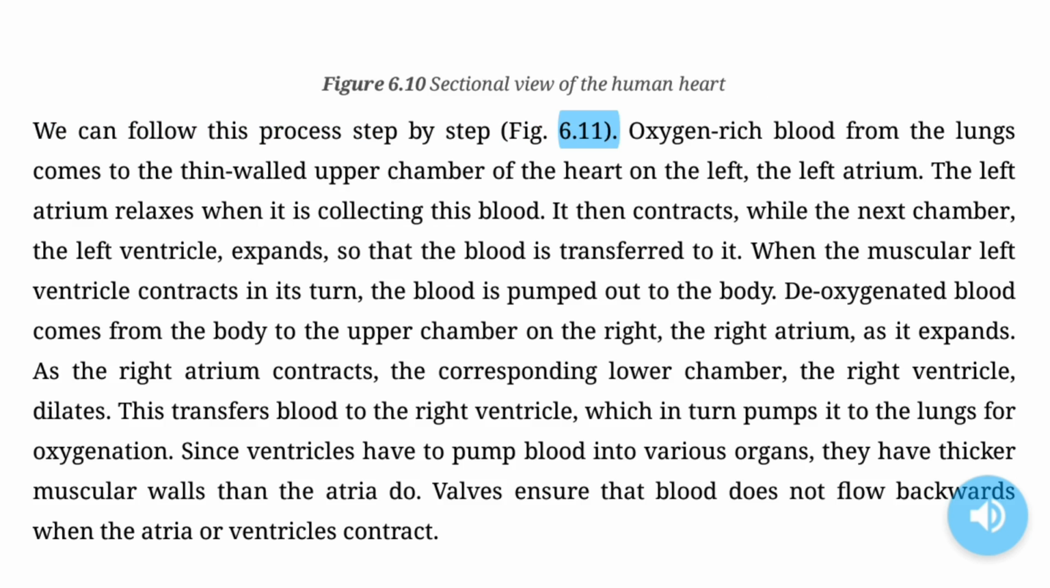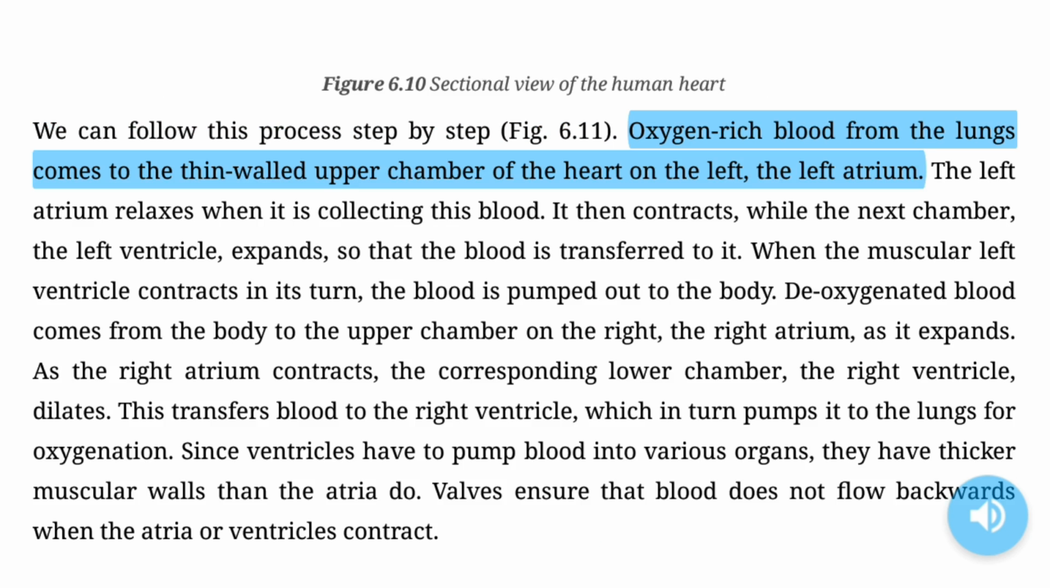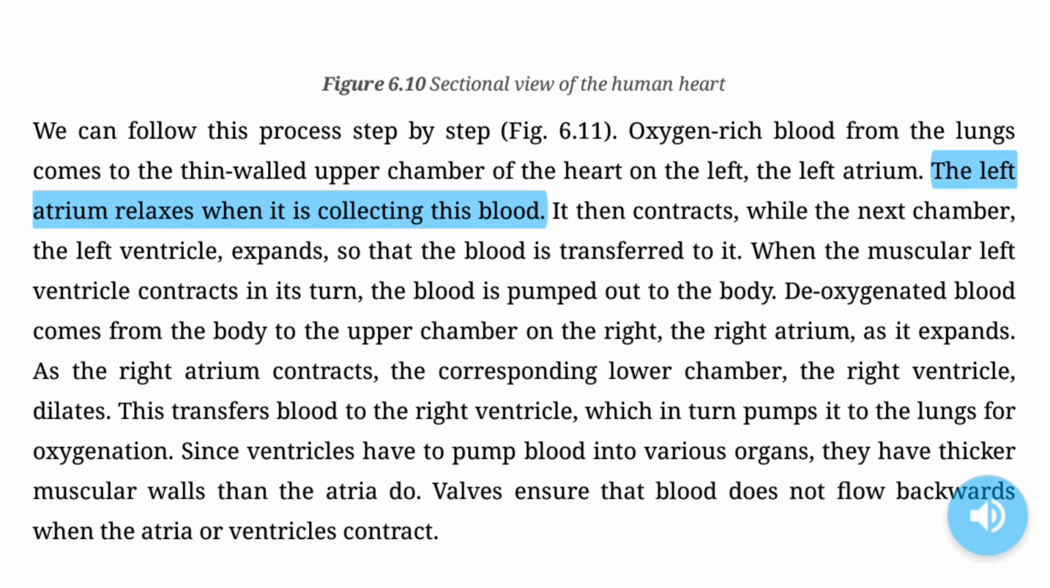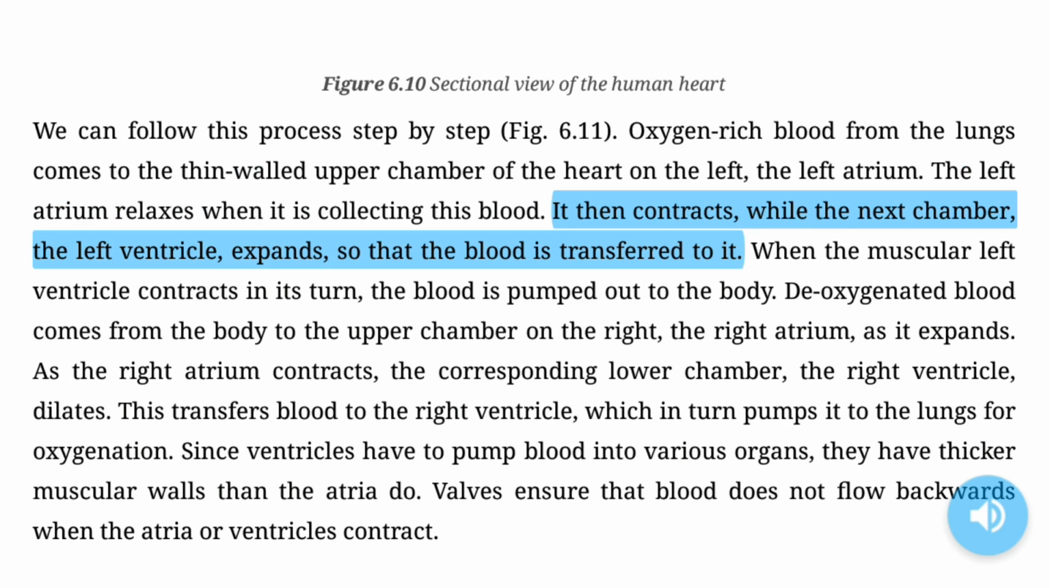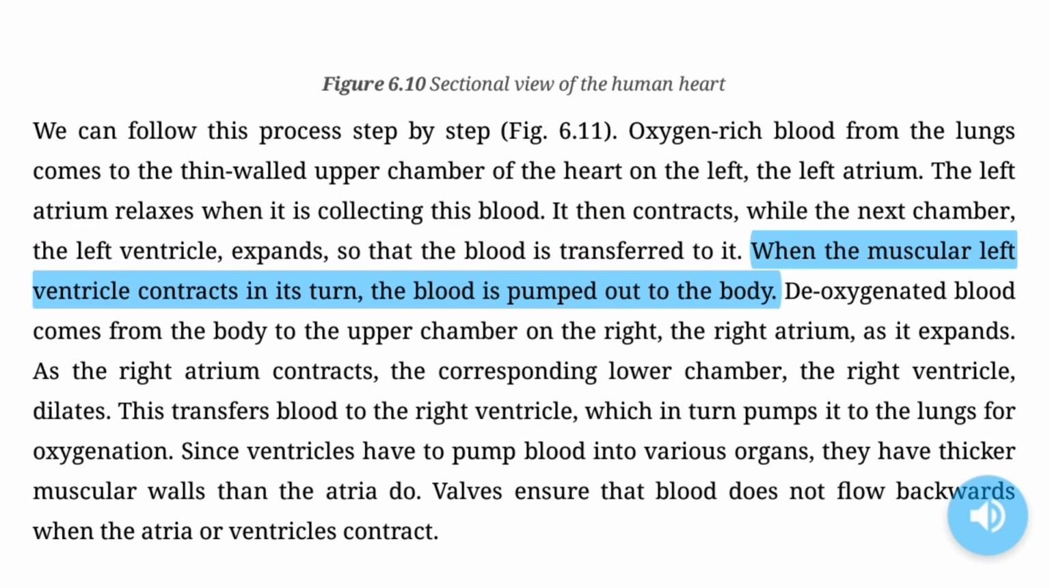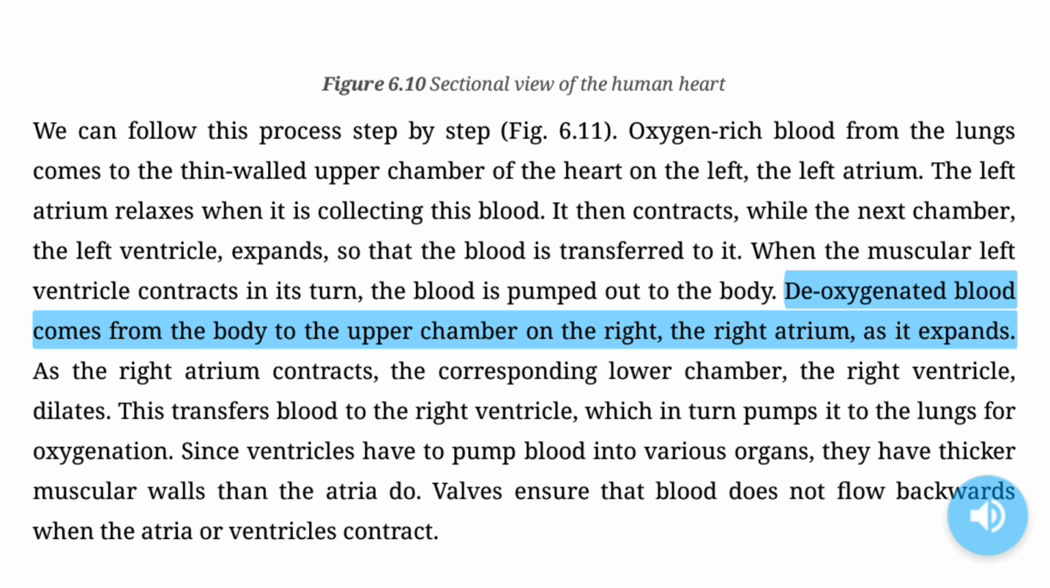Fig. 6.11. Oxygen-rich blood from the lungs comes to the thin-walled upper chamber of the heart, the left atrium. The left atrium relaxes when it is collecting this blood. It then contracts, while the next chamber, the left ventricle, expands, so that the blood is transferred to it. When the muscular left ventricle contracts in its turn, the blood is pumped out to the body.